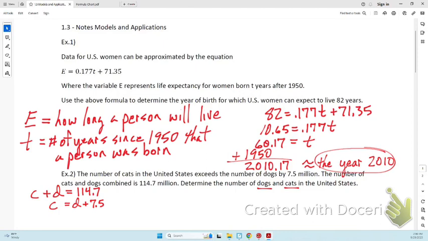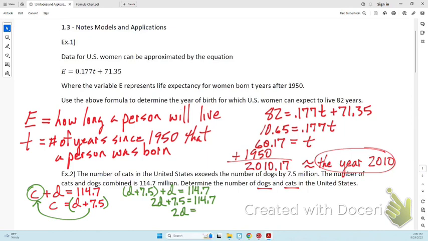What I would do at this point is substitution. Notice how this says C equals that. That means instead of this C, I can put this in its place. I can do substitution. So I can say D plus 7.5, that's in place of that C, plus the rest of the equation. And then I can solve it. We have 1 variable, we have 2 D's. Let's subtract 7.5 from both sides.